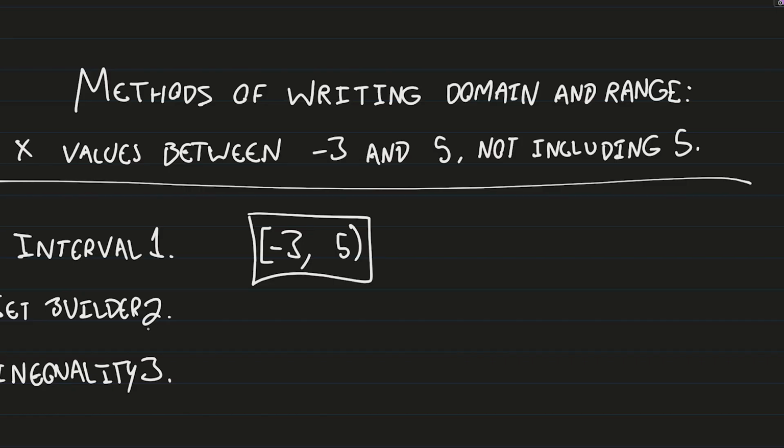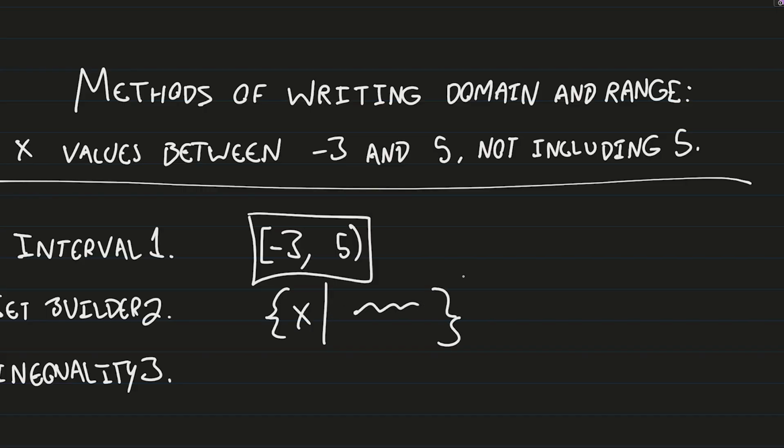Next, let's try set builder notation. For set builder notation, you start with a curly bracket. Then you write your variable in question. Sometimes you'll be asked to indicate what set it's from. You could say it is an element of the real numbers. Most of the time that's implied, so you don't need to put it there. Then you write this line that says such that. So you're saying x such that this condition is met.